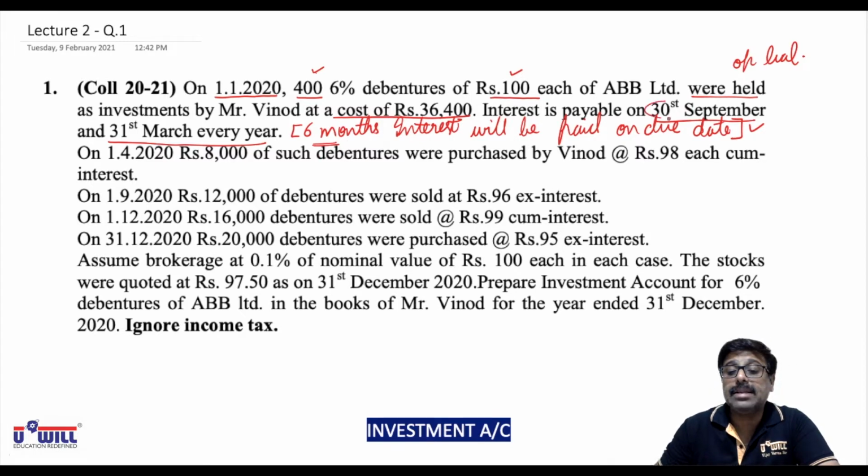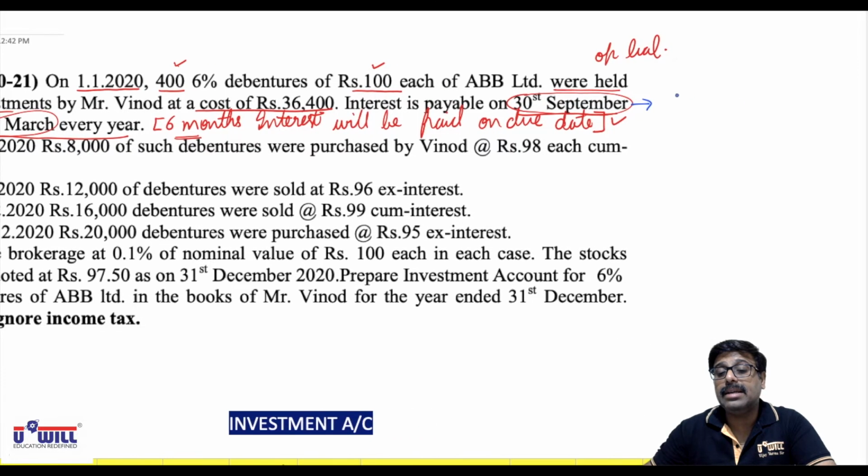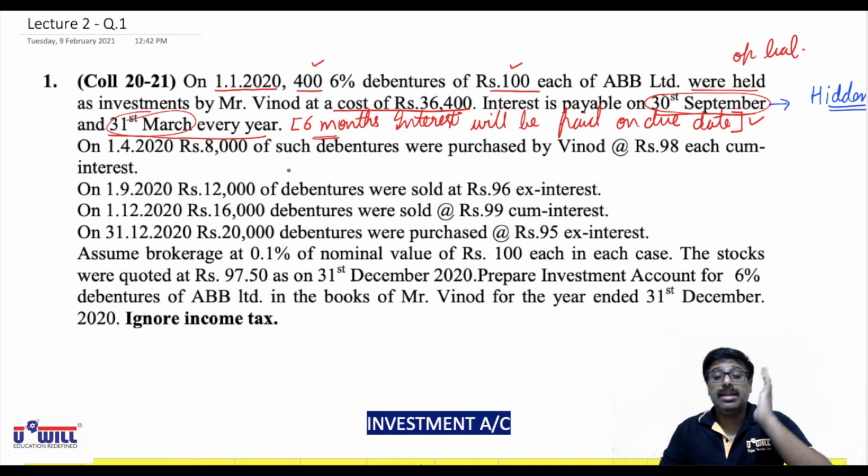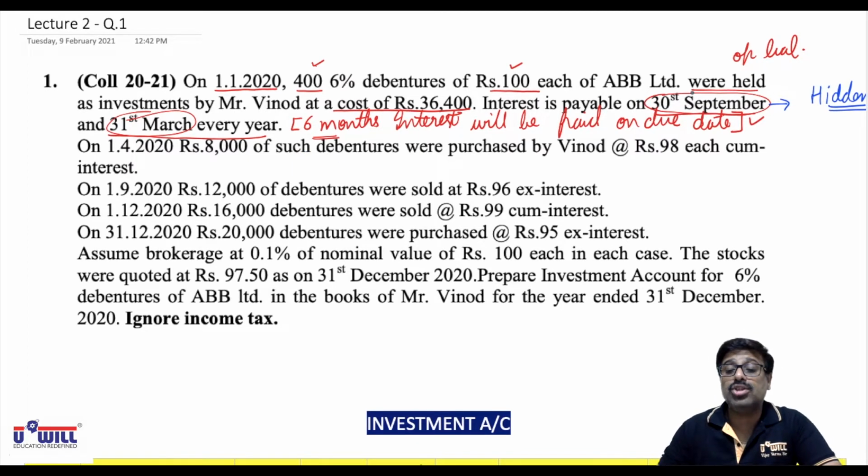What are the due dates? 30th September, 31st March. These are called hidden transactions. Interest is always a hidden transaction, which means we will have to insert this interest in chronological order. Wherever the interest falls in chronological order, on 30th September or 31st March, we will insert that date in between. You'll understand once we discuss it further.